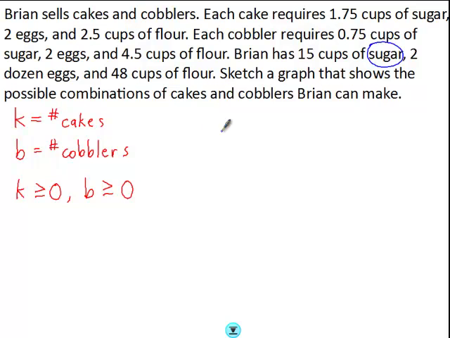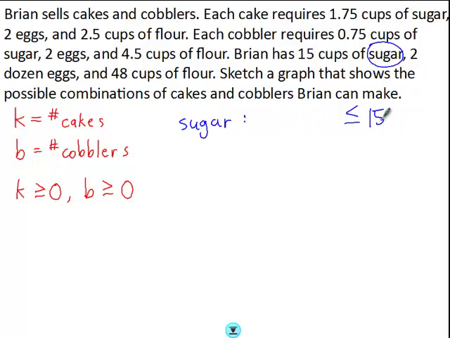So let's write the constraint for sugar. Okay, so let's pretend for a second that we had as many eggs as we wanted, as much flour as we wanted. We're just going to talk about sugar. Well, first of all, he's only got 15 cups of sugar. So that's the most sugar he can use. However much he uses is going to be less than or equal to 15.